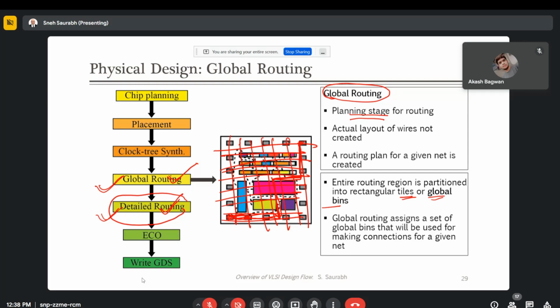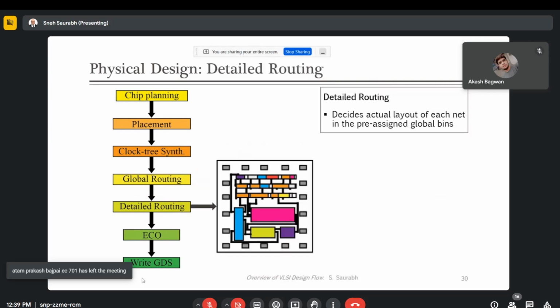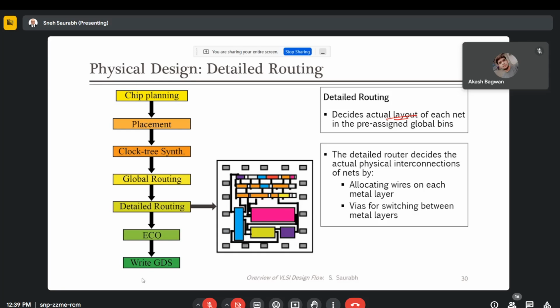So at a coarse level, the plan of routing is made during global routing, and in the next step, in detailed routing, given the plan of routing for each net, the actual layout of the wires is decided. The detailed router decides the actual physical interconnection of nets by allocating wires on each metal layer and vias for switching between metal layers.